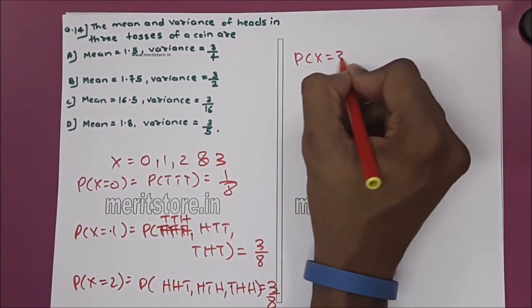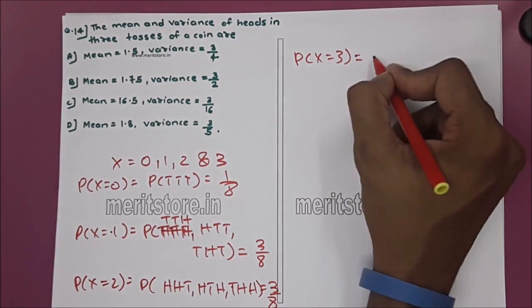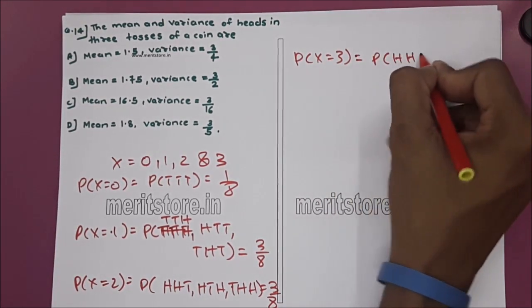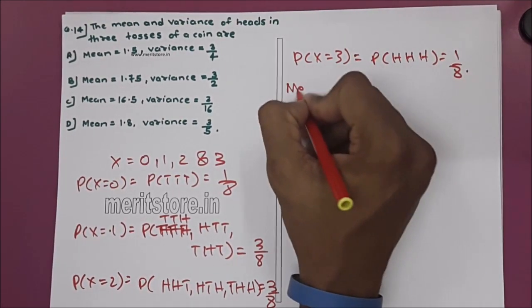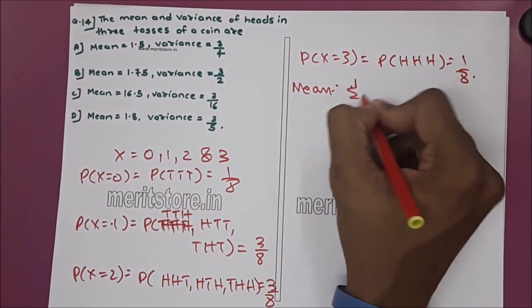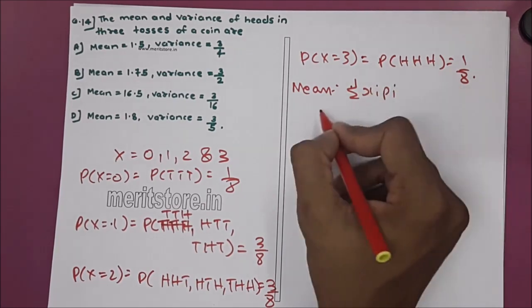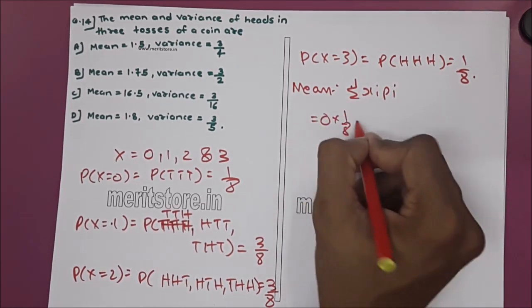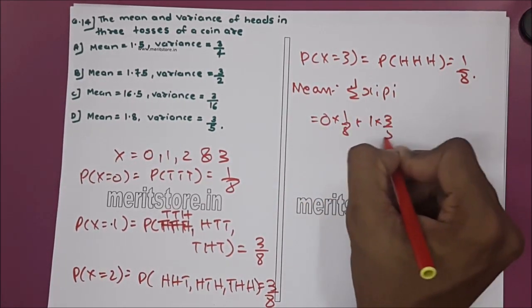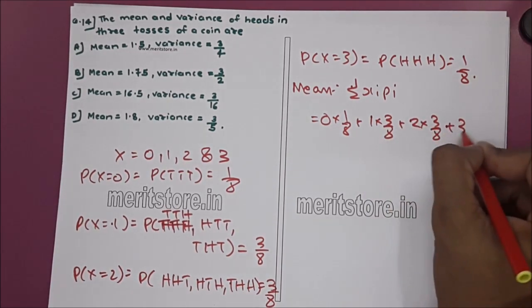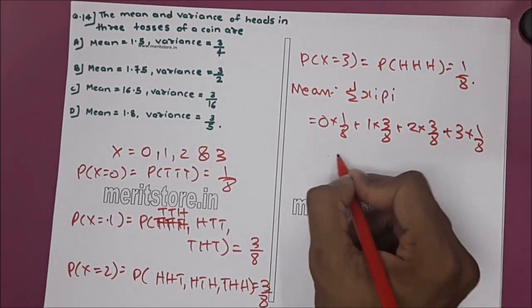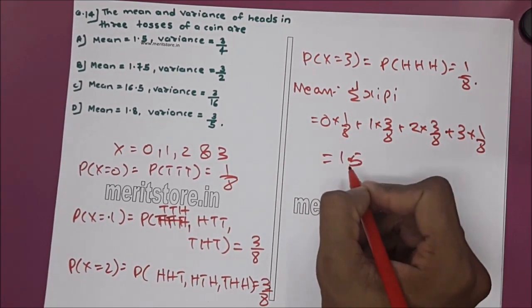For x equal to 3, the probability of getting 3 heads is P(HHH), which is equal to 1 by 8. So for the mean, we have the summation of xi pi, which is 0 into 1 by 8 plus 1 into 3 by 8 plus 2 into 3 by 8 plus 3 into 1 by 8, which is equal to 1.5.